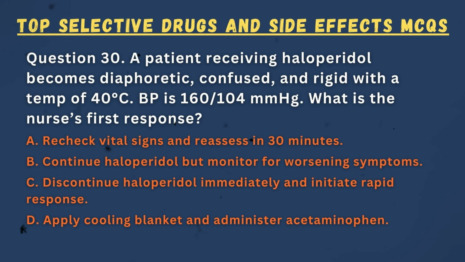Question 30. A patient receiving haloperidol becomes diaphoretic, confused, and rigid with a temp of 40 degrees Celsius. Blood pressure is 160/104 mmHg. What is the nurse's first response? A. Recheck vital signs and reassess in 30 minutes. B. Continue haloperidol, but monitor for worsening symptoms. C. Discontinue haloperidol immediately and initiate rapid response. D. Apply cooling blanket and administer acetaminophen.